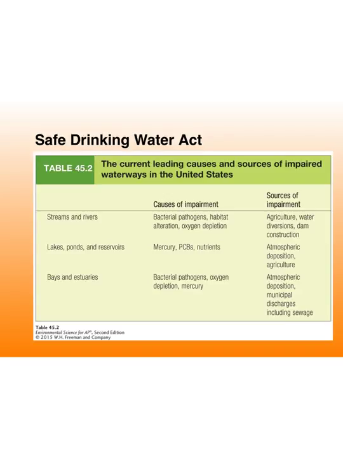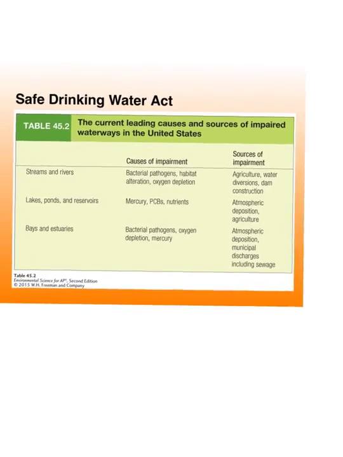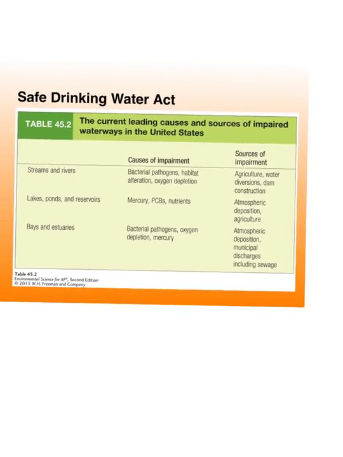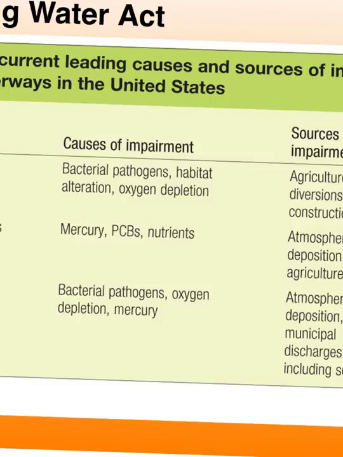All right, the Safe Drinking Water Act, the current leading sources of impaired waterways in the United States. You made a chart over this, hopefully, but if not, you need to do it now, okay? Streams and rivers, so what are the things that get in there? Bacterial pathogens, habitat alteration, oxygen depletion, and this comes from just not having clean infrastructure to do this. This is runoff, right? Runoff from habitat destruction, building roads. Oxygen depletion could be from thermal pollution, right? But it could also be from eutrophication, right, or pollution.